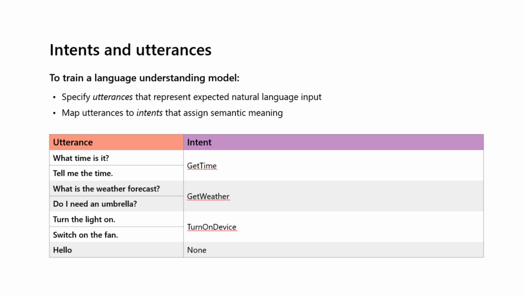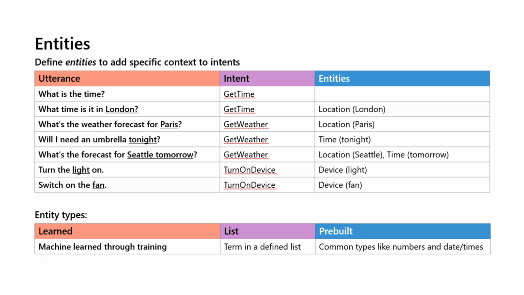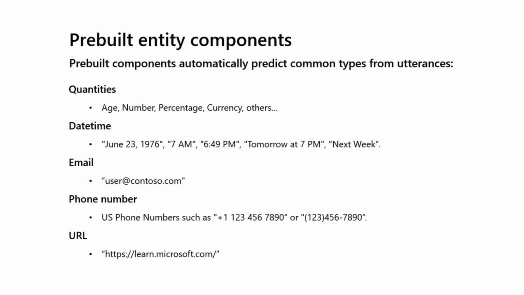Intents and utterances. To train a language understanding model, specify utterances that represent expected natural language input. Map utterances to intents that assign semantic meaning. Entities. Define entities to add specific context to intents. Pre-built entity components. Pre-built components automatically predict common types from utterances: quantities, datetime, email, phone number, URL.